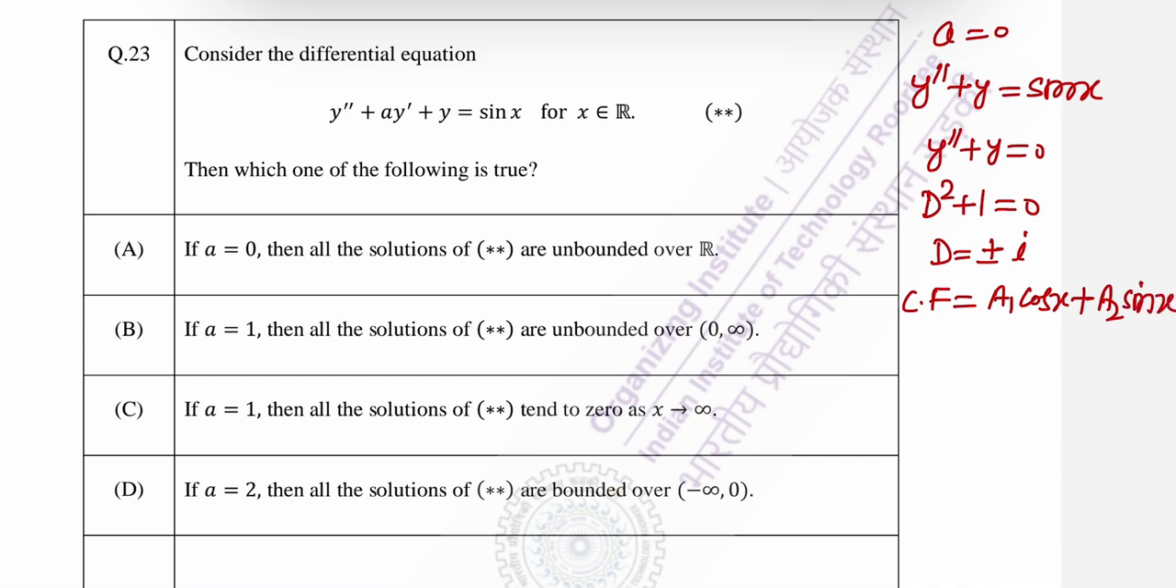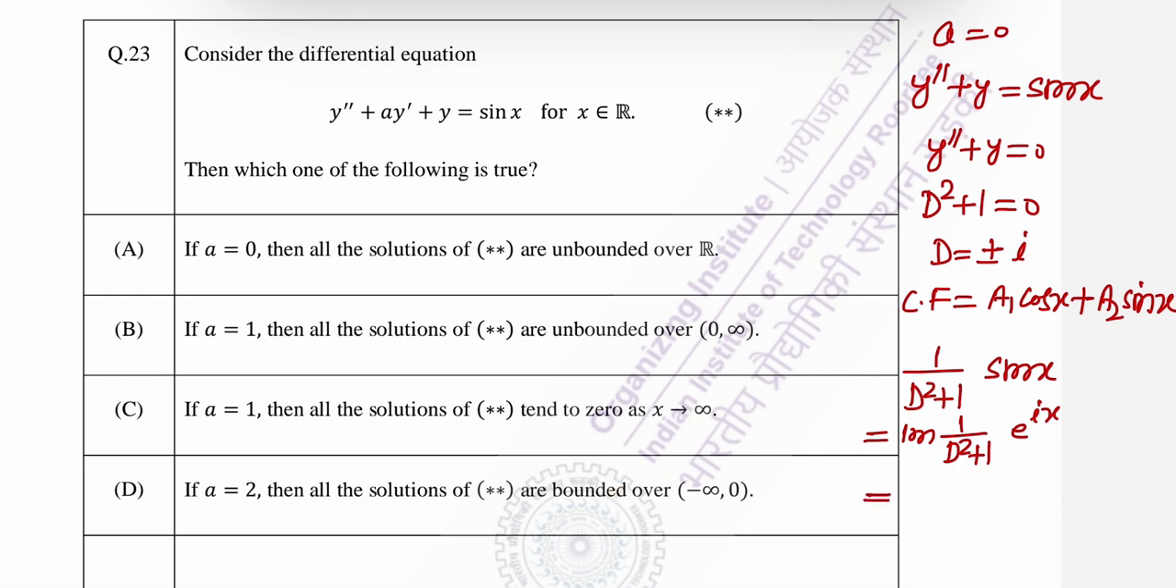Okay, now for the PI we take this one. Here you see D square plus 1 will go in the denominator, 1 by D square plus 1 of sin x. So we can write the same thing as the imaginary part of 1 by D square plus 1 acting on e to the power ix. Whatever be the imaginary part, that will be our required thing.